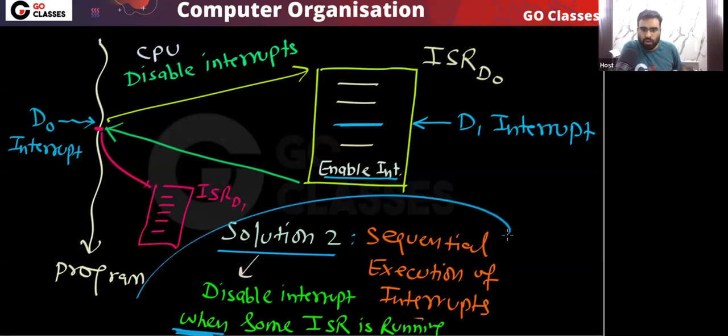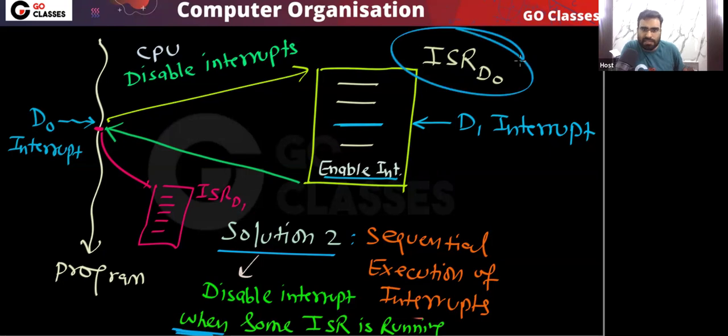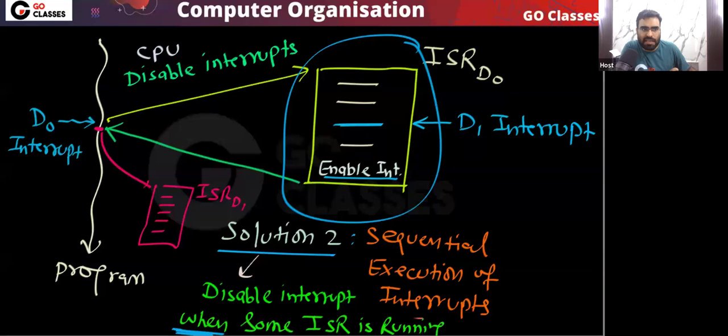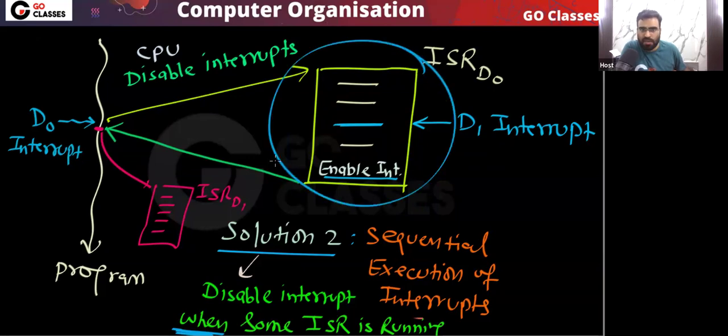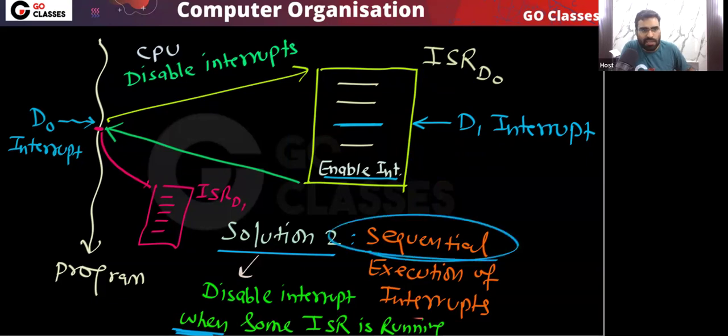So you can see in this solution 2, we are disabling the interrupt when an ISR is running. Before running any ISR, we disable the interrupt, and the last instruction in the ISR is enable interrupt. During the execution of the ISR, if any interrupt comes, the CPU will not check it. So here we are sequentially executing the interrupts. Now, is there any problem in this solution?